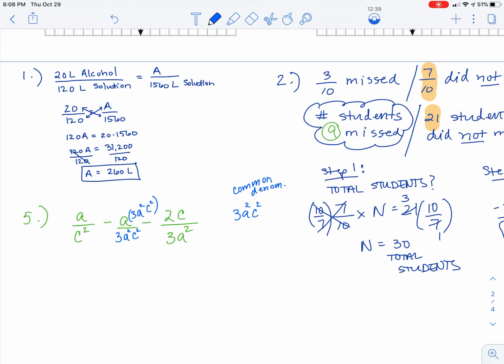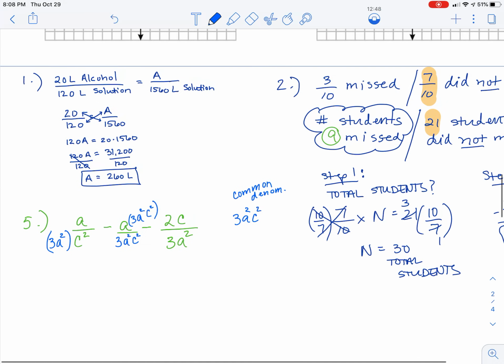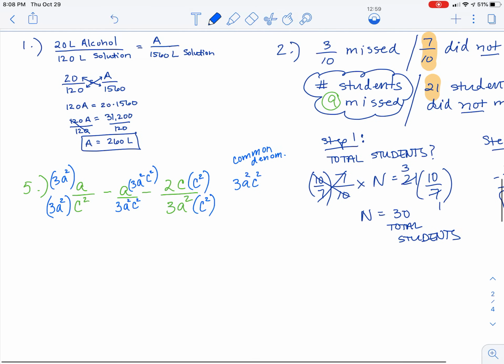Okay, so the first fraction, a over c squared, I need to multiply with a 3a squared in order to make the denominator of 3a squared c squared. And we have to do the same thing to the numerator, so 3a squared. And over here, we want to multiply with c squared. And now let's do the math for that.